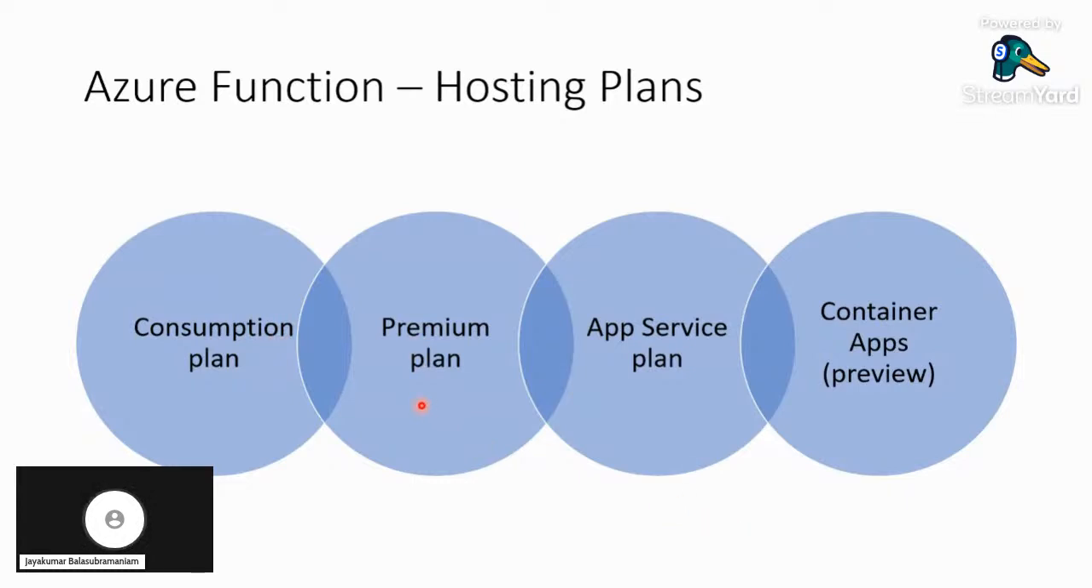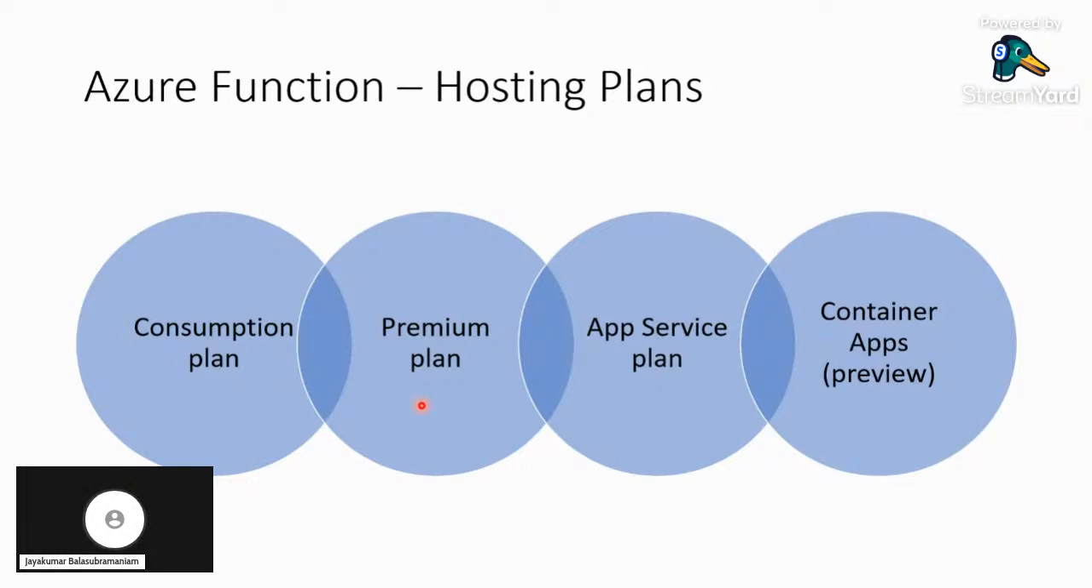The premium plan: let's say you have a function that keeps on running, runs continuously or somewhat near continuously. Your code needs to run for a longer time, because in the consumption plan we have some restrictions that your function app can run for only a certain period of minutes, because it's a consumption based plan, right? If it runs for a very long time, like 1 hour or 2 hours, you will be charged more.